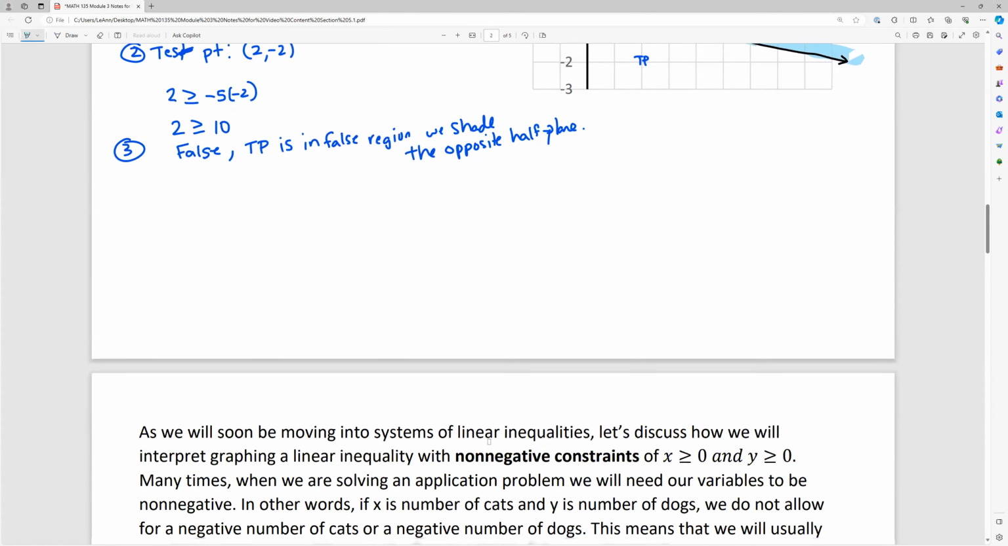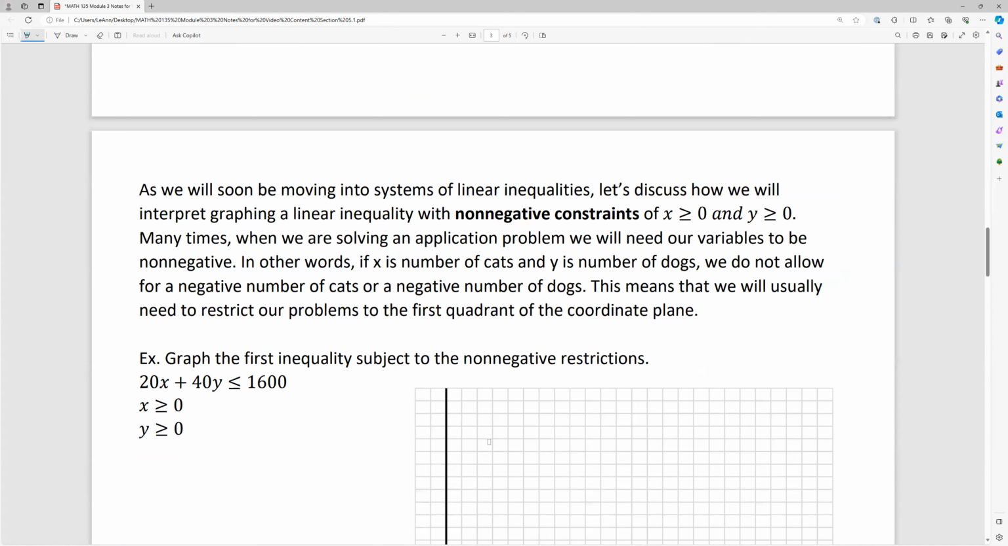Okay. So now, once we've got the basics underway of how to graph a linear inequality in two variables, we're going to start talking about application problems. And in application problems, unfortunately, there are certain situations we might need to impose upon our variables. So let's talk about what's called non-negative constraints. When we're interpreting a linear inequality and we talk about non-negative constraints, that means that we're letting the x and y be positive or equal to 0.